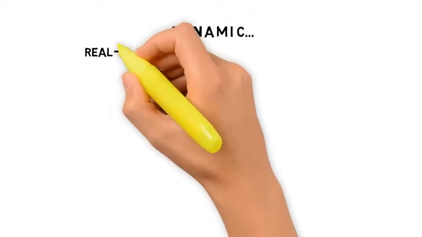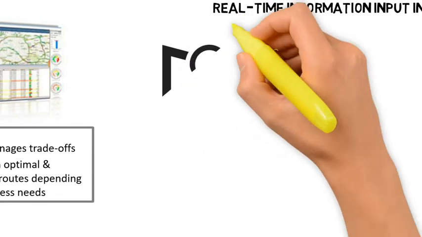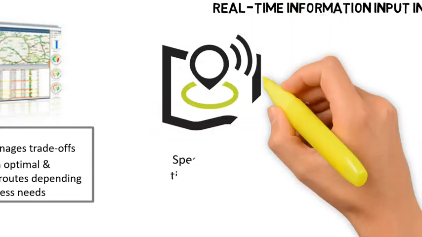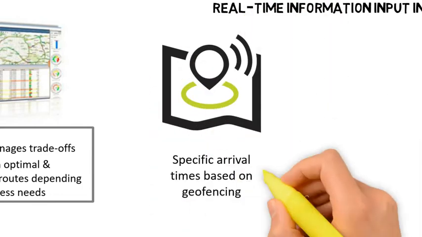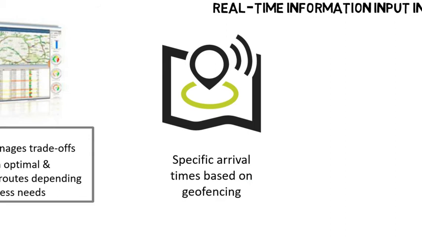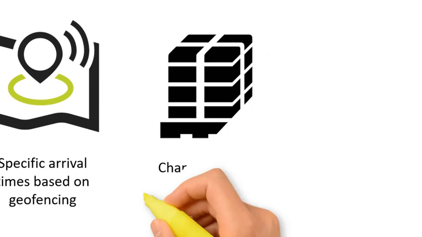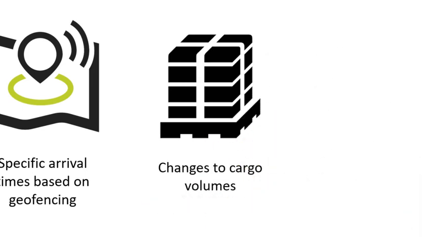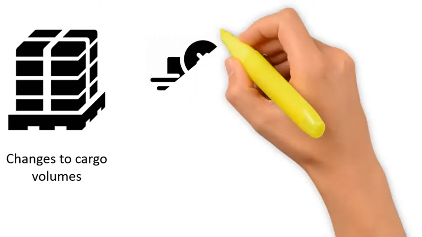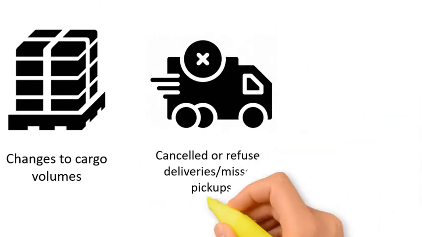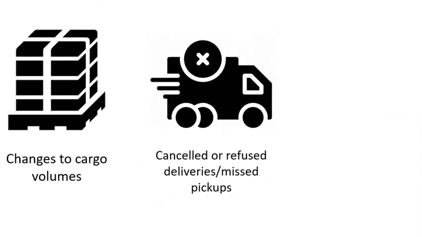In order for a dynamic system to function, it must have real-time information being fed into it. For example, specific arrival times of vehicles can be captured using geofencing, a kind of GPS technology that creates a virtual geographic boundary, enabling software to trigger a response when a mobile device enters and leaves. Changes to expected cargo volume are also very common and will trigger recomputation. In some cases, customers may also refuse to accept deliveries or cancel their deliveries or pickups.